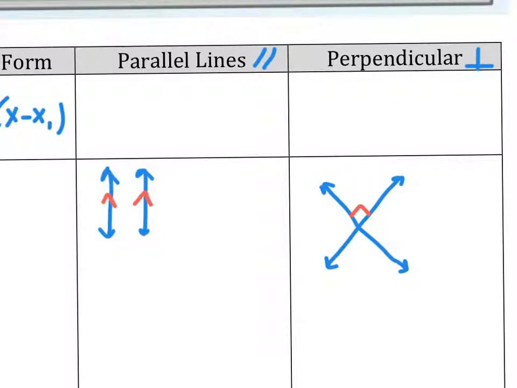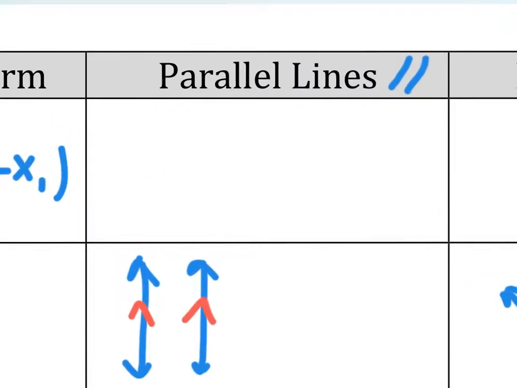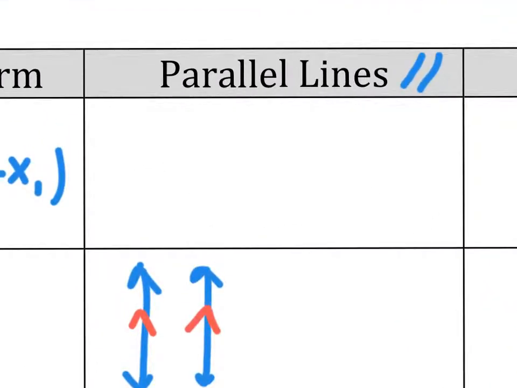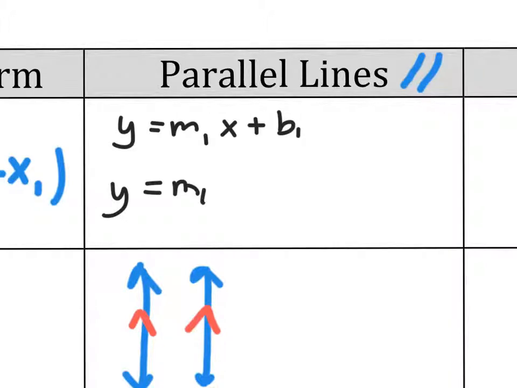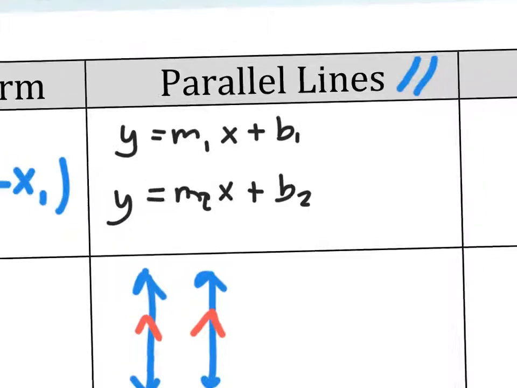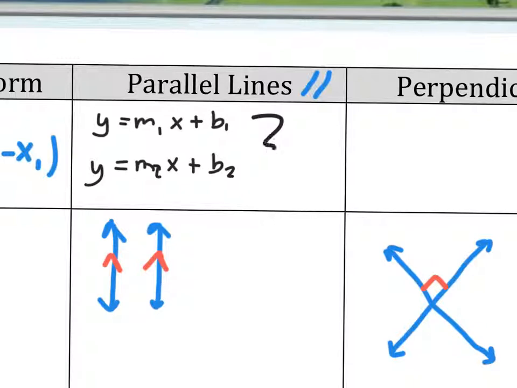But here's the key about parallel lines. Generally we can write them as something like this: y equals m1 times x plus b1. I'll explain that momentarily. My second line is y equals m2 x plus b2, in other words, a different slope and a different b. Now it turns out we're going to use exactly this over here as well, so I'm not going to write it again. I'm just going to dissect what these letters mean per case here.